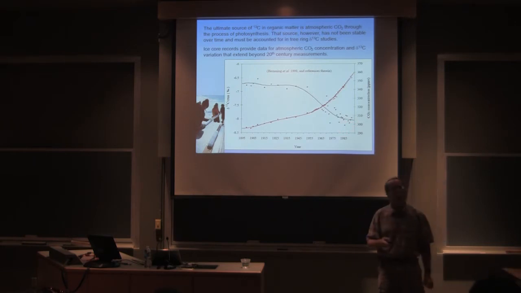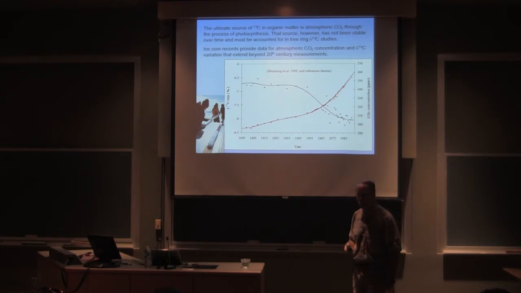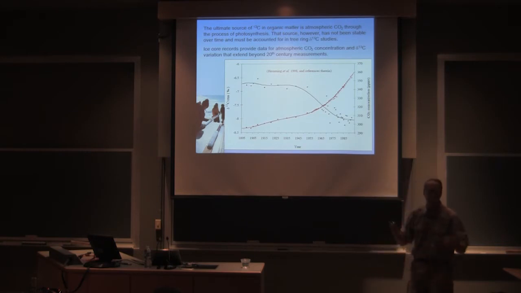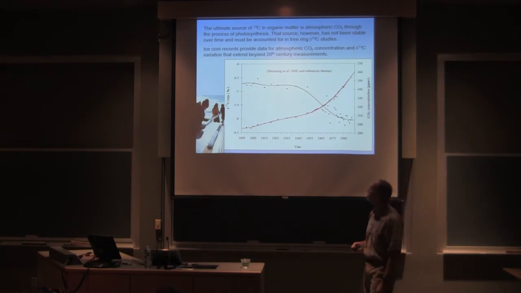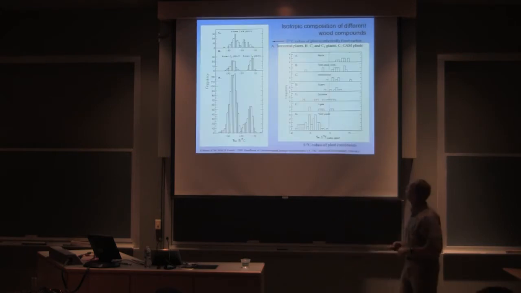And you need to know this, and you need to correct for this if you're doing tree rings way back. You get this data from ice core records and you can correct for it, but you do need to know that. And there are also changes in the composition of CO2 which you might have to correct for as well. But that's the source of CO2 in all organic matter.